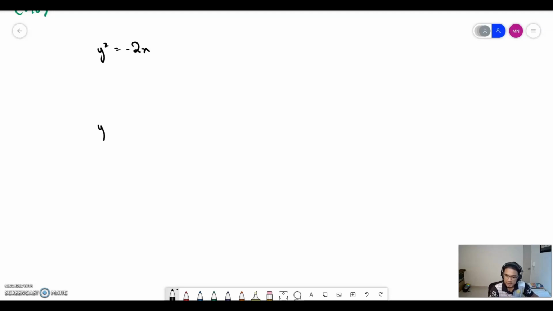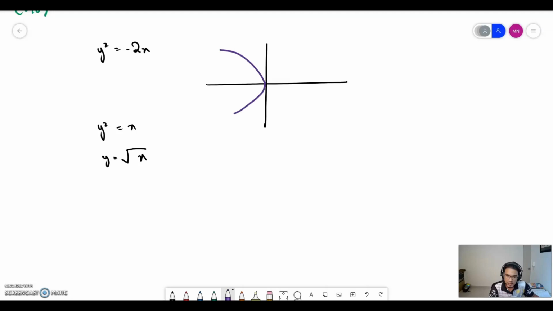Okay, so y squared equals x, y equals the square root of x. This is a parabola whose shape is the same as a square root function. And since we have a negative 2 right here, our parabola opens to the left. Alright, we want to identify the value of p. So 4p equals negative 2. Sorry, we don't have to take the negative, just take the number 2. So 4p equals 2 and p equals 1 over 2. So this is the position of p.